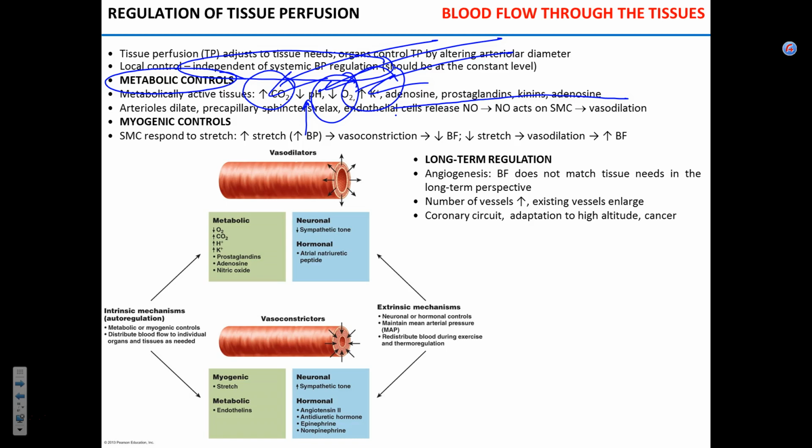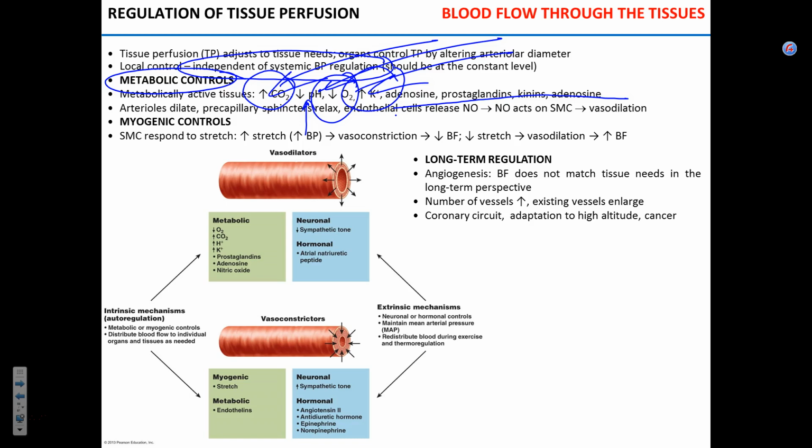Myogenic controls. Same idea of negative feedback. So in myogenic control, it's easier for me to show it using my hands. So that's your blood vessel. Okay? Imagine that you have a spike in systemic blood pressure. What's going to happen to the stretch? Initially, right? That's a response to the spike in the blood pressure. You see? The vessel dilates initially, stretches out.